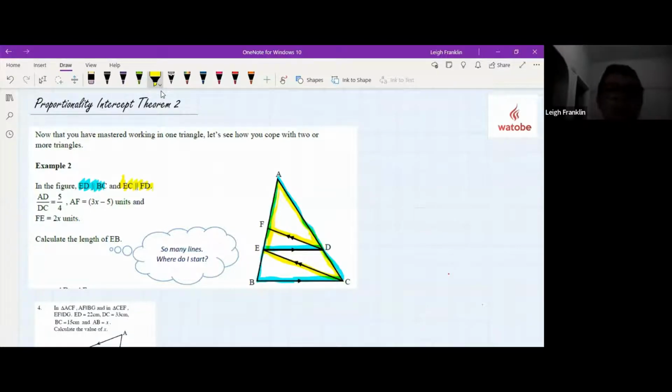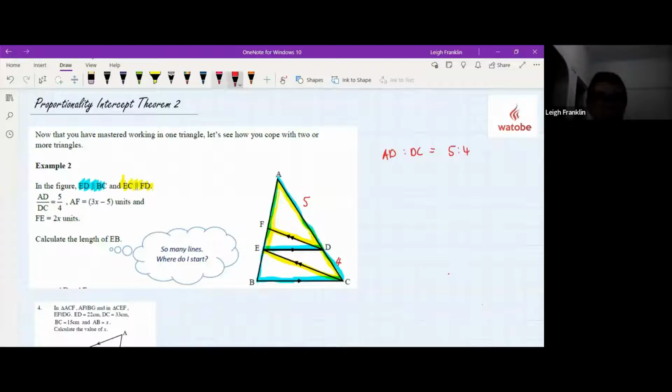Okay. Now let's fill in some of the information that's been given to us. They've told us AD over DC is 5:4. So that's a ratio, 5:4. They are not telling us that AD is 5 units long and that DC is 4 units long. That's a ratio. The other way that we could have written that is AD is to DC equals 5:4. Remember, fractions and ratios are the same.